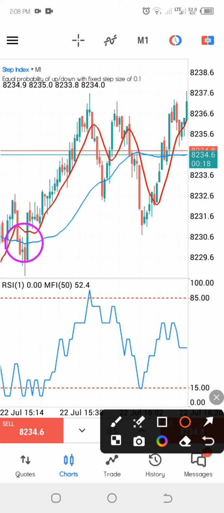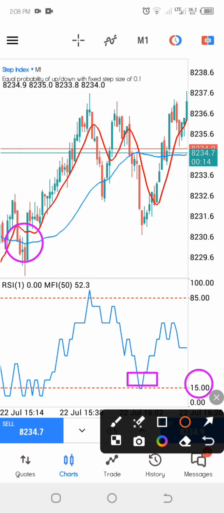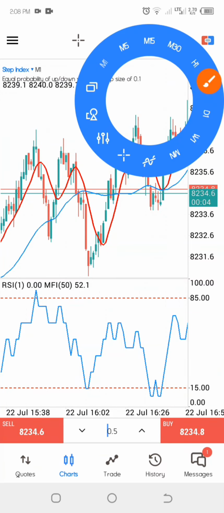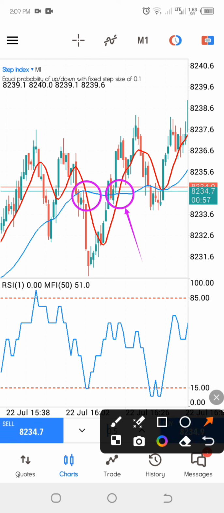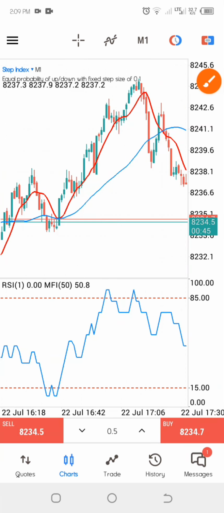And what are we looking for? We want to see where the money flow index comes straight to the 15 levels of the RSI. When we see that, we are looking for price to break above. This is the first area where the price broke below it, and this is the second area where it broke above it. So we are making use of this break above right here. We enter our trade when we see the price come back and touch the blue or the red moving average line, and we go for our buy. As simple as that. That's how you use the strategy to take a trade on step index.